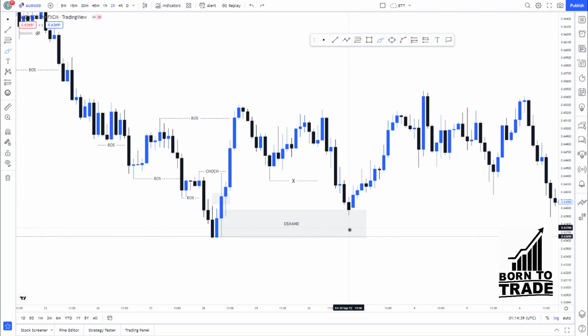So if you want to trade with smart money concepts, and build your strategy around these concepts, you need to have patience, because sometimes we do see price take a lot of time before returning back to our zone, and this is totally based on your trading style.